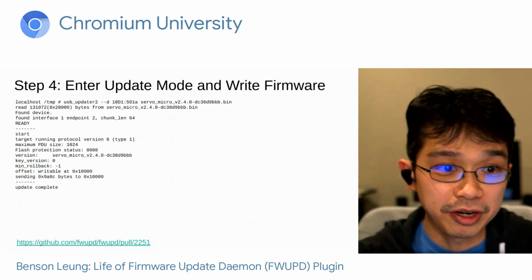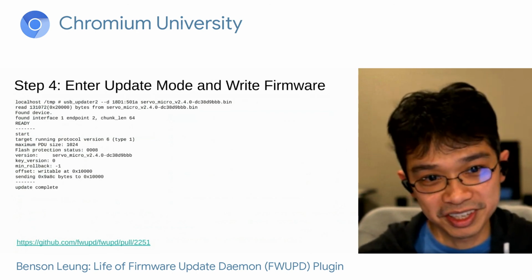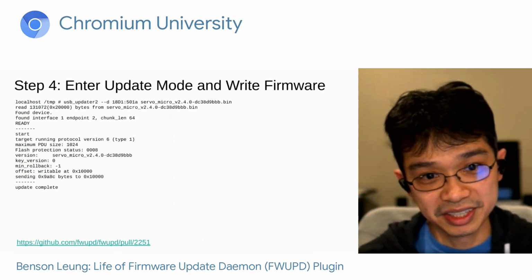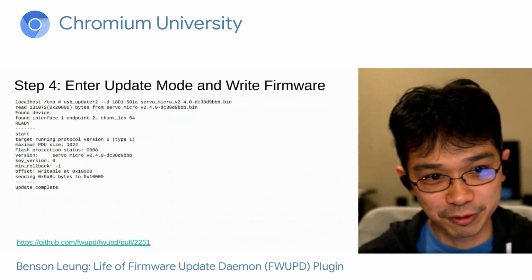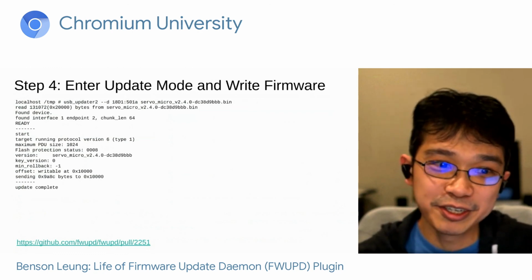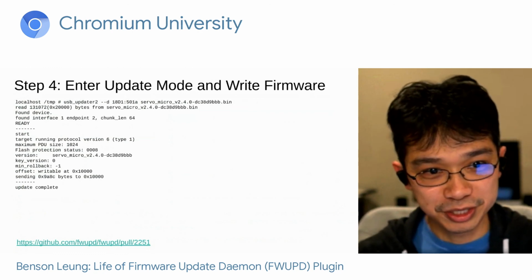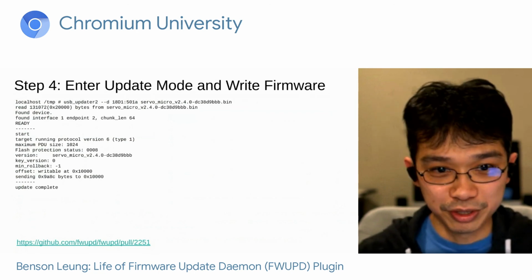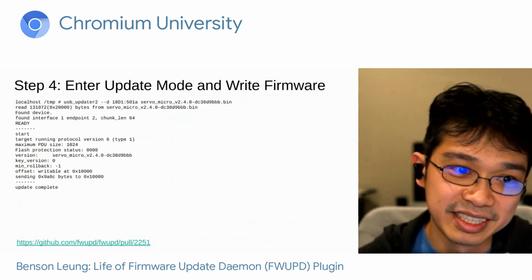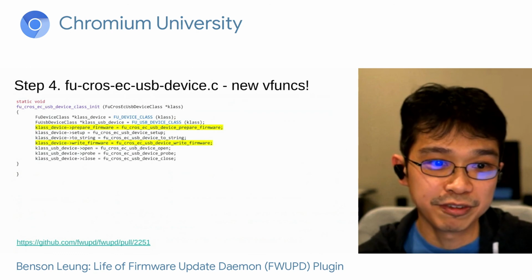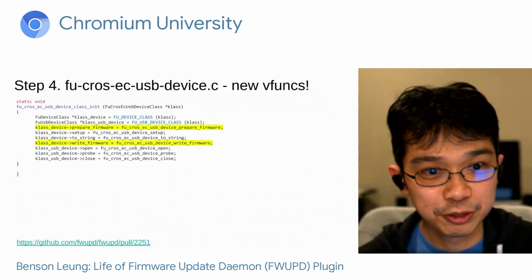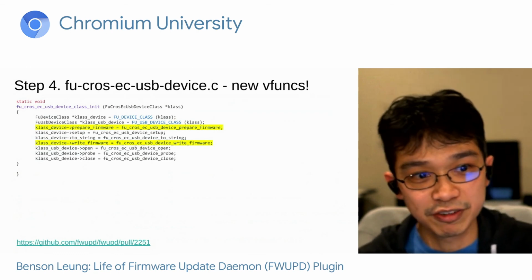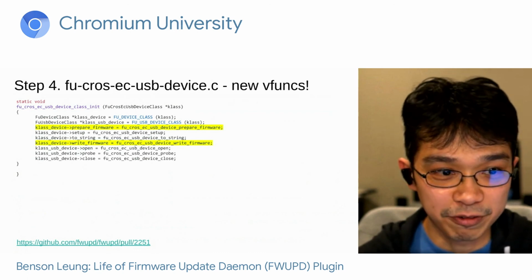Step 4. Now we finally get to combine the work we've done in the last 3 phases, culminating in the updater transferring the firmware blob to the device. Again, here's the old USB-updater2 utility running the same thing, deploying a firmware file to the device. For phase 4, we need to implement functions for 2 vfuncs provided by Fwupd device, specifically prepare firmware and write firmware.